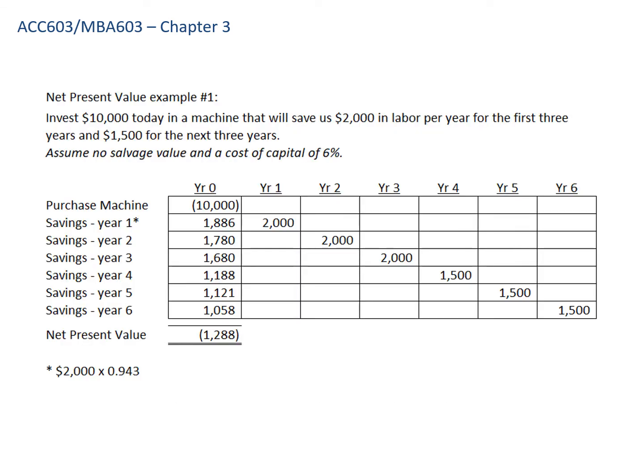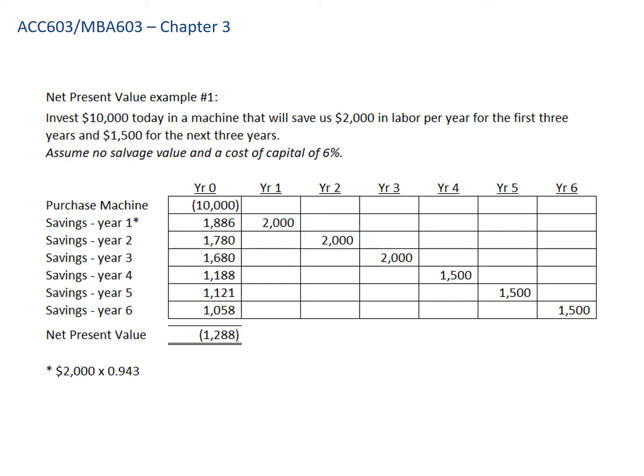So in this simple example I made here, we are going to invest $10,000 today in a machine, and you can see I'm excluding the tax ramifications of depreciation. So I'm investing $10,000 today in a machine that's going to save me $2,000 in labor for the next 3 years, and then after that, $1,500 in labor for the 3 years after that. So I could treat that as two separate annuities, but just to keep it simple so you can see what's going on here, I'm present valuing each one of those bits of savings back to year 0, to today.